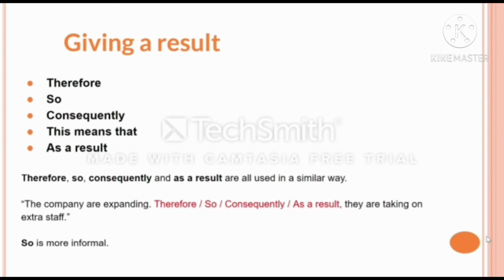For giving a result, we can use therefore, so, consequently, this means that, as a result. Therefore, so, consequently, and as a result are all used in a similar way. For example, the company is expanding, so they are taking on extra staff. Here, we can use either therefore or so or consequently or as a result. And remember, so is more informal.